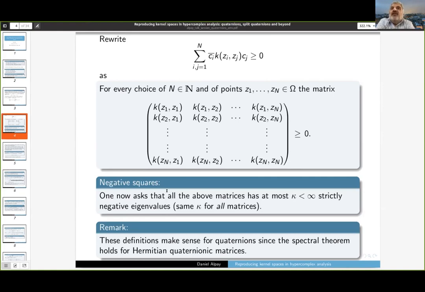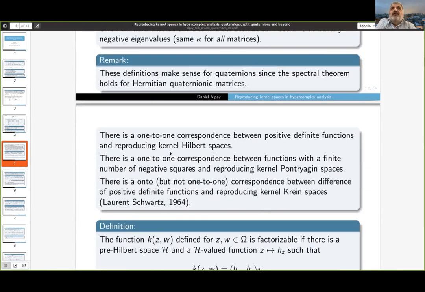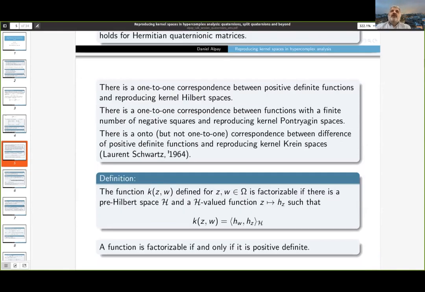I would like to mention that machine learning was mentioned this morning, and functions with negative squares, so not only positive definite functions, also appear recently in machine learning, interestingly. So this notion makes sense also in the quaternionic setting. And there is a one-to-one correspondence between positive definite functions and reproducing kernel Hilbert spaces. And you can extend it to functions with negative squares and reproducing kernel Pontryagin spaces.